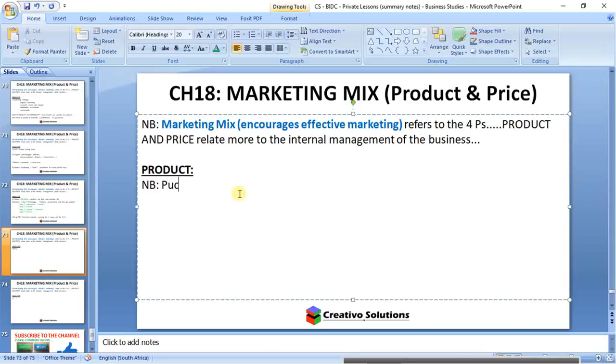Product life cycle is affected by the product's cash flow.